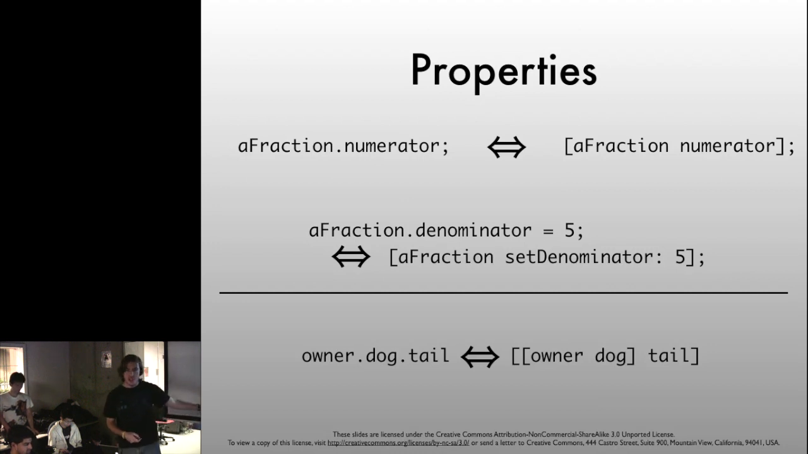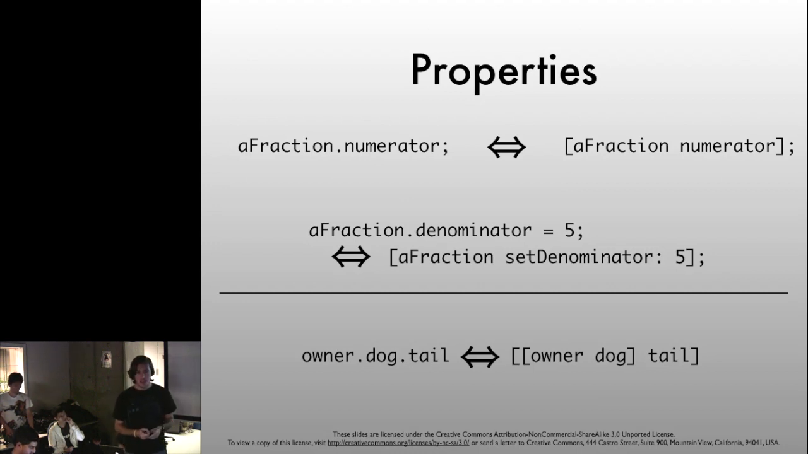Like methods, properties can be nested. So if this is a person object, I suppose, and it has a property that's a dog object, and that dog object has a property that's a tail, you could just say owner.dog.tail to chain your way down to those objects.